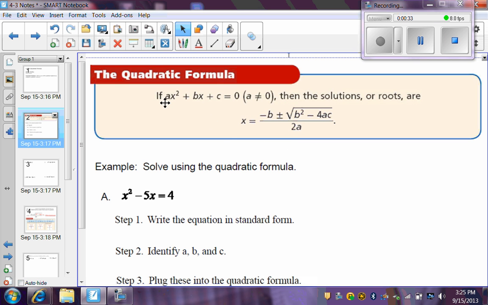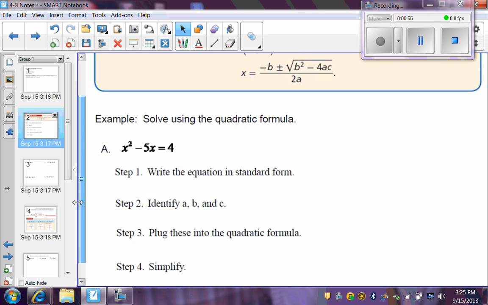So, looking at a quadratic in standard form, which is ax squared plus bx plus c, you're going to plug in to find your solutions where x equals negative b plus or minus the square root of b squared minus 4ac, and all of that is divided by 2a.